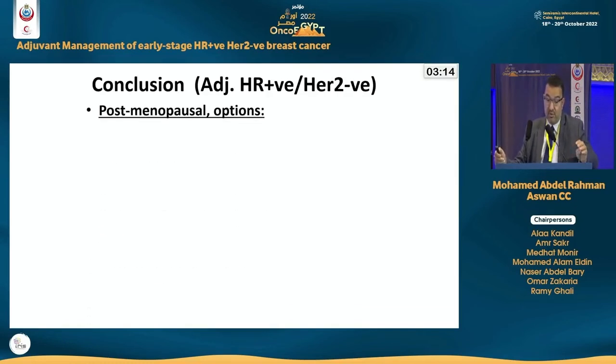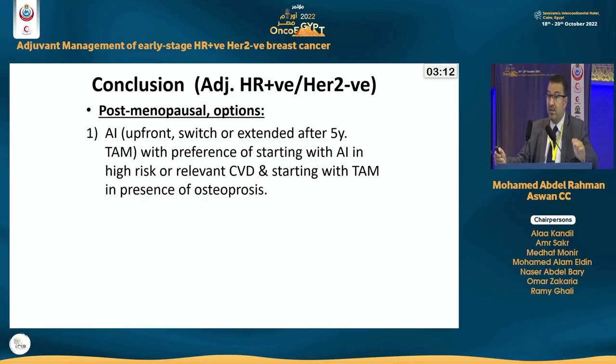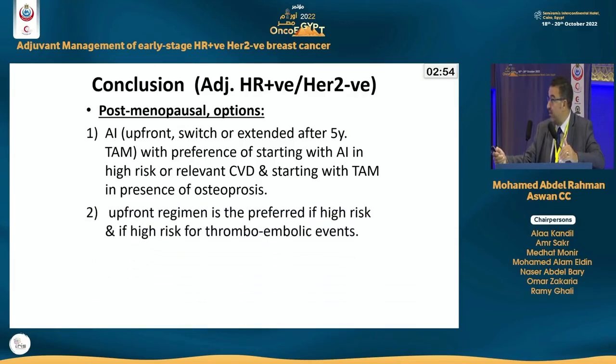In postmenopausal patients, options include aromatase inhibitor as upfront, as extended adjuvant, or as switch, with preference for starting with aromatase inhibitor in high-risk patients, especially if they have relevant cardiovascular disease. It is better to start with TAM and switch to aromatase inhibitor in patients with osteoporosis, to build up bone mineral density. Upfront aromatase inhibitors are the preferred regimens in high-risk patients and in patients with thromboembolic possibility, as TAM is contraindicated.